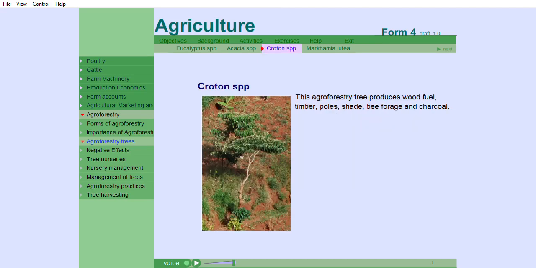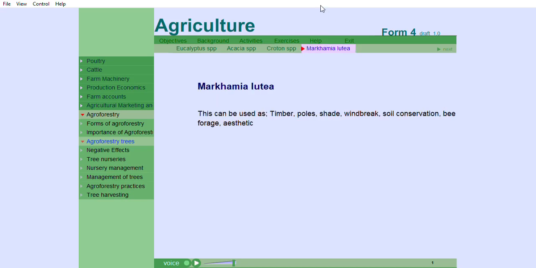Croton spp. This agroforestry tree produces wood fuel, timber, poles, shade, bee forage and charcoal. Markhamia lutea. This can be used as timber, poles, shade, windbreak, soil conservation, bee forage and aesthetic.